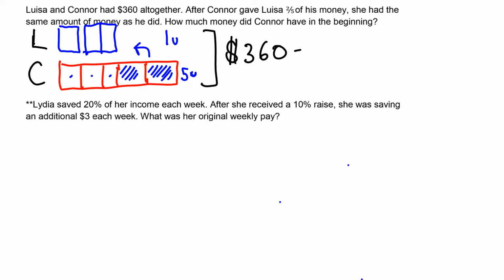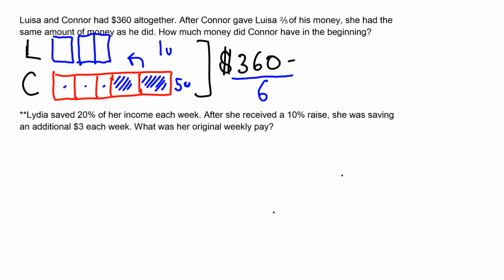Altogether, those 6 units were worth $360. So 5 units plus 1 unit equals 360. To find out what each unit is worth, we're going to take 360 and we're going to divide it by 6. Now, 360 divided by 6 is going to give us a total of $60.